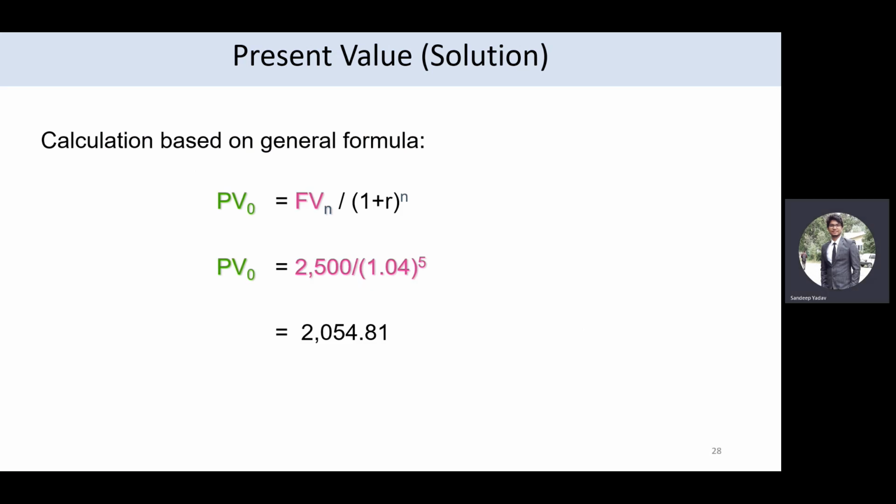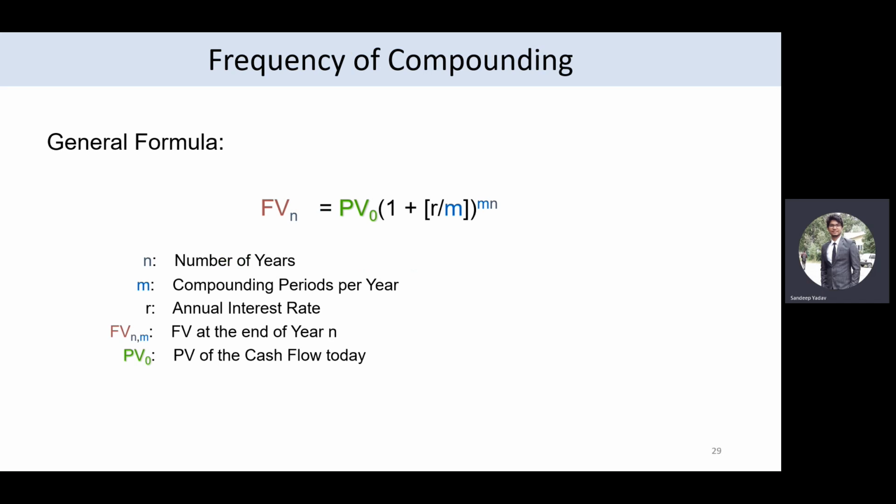Simple calculation based on the general formula that is given. We can calculate 2,500 divided by 1 plus the interest rate powered by the time period. We will have 2,054 rupees. So let's move on to the next slide, that is the frequency of compounding.